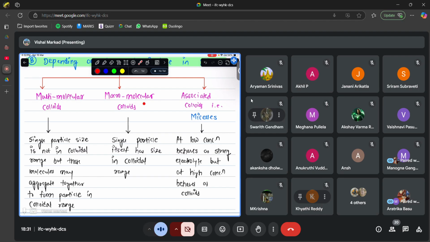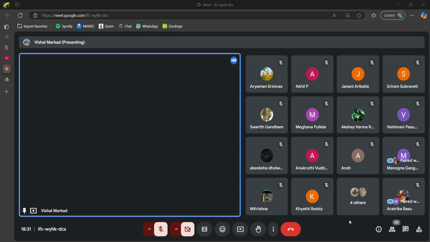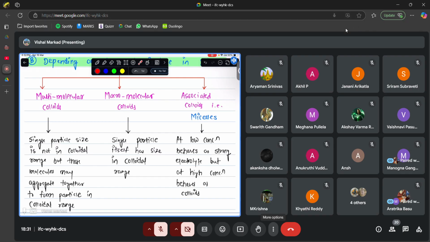Then next one is macromolecular colloid. Macromolecular means whatever particle you are taking initially, that particle itself has a size in the colloidal range, that is, between 1 to 1000. A single particle itself has size in the colloidal range. Understand this?